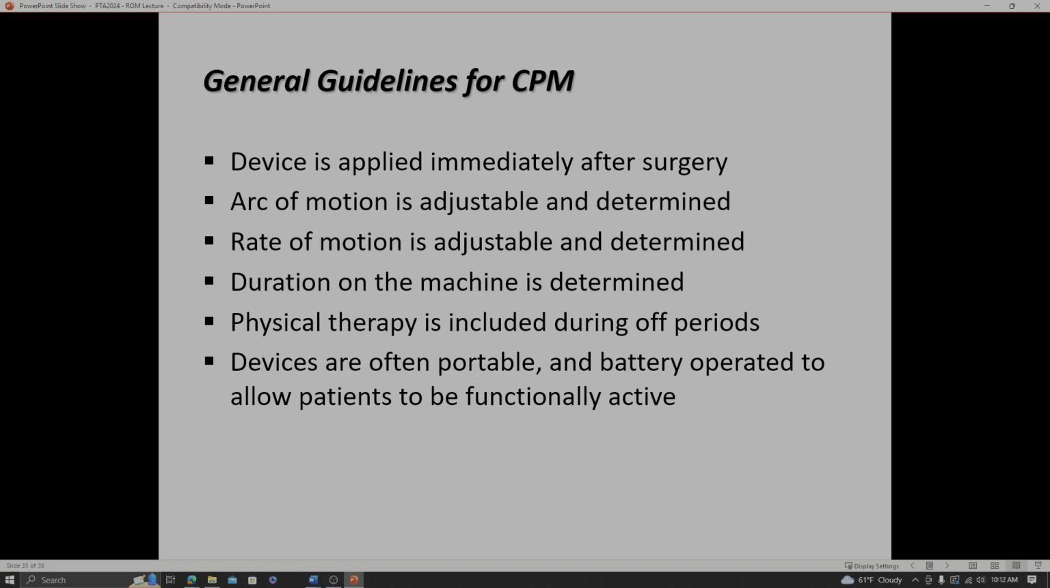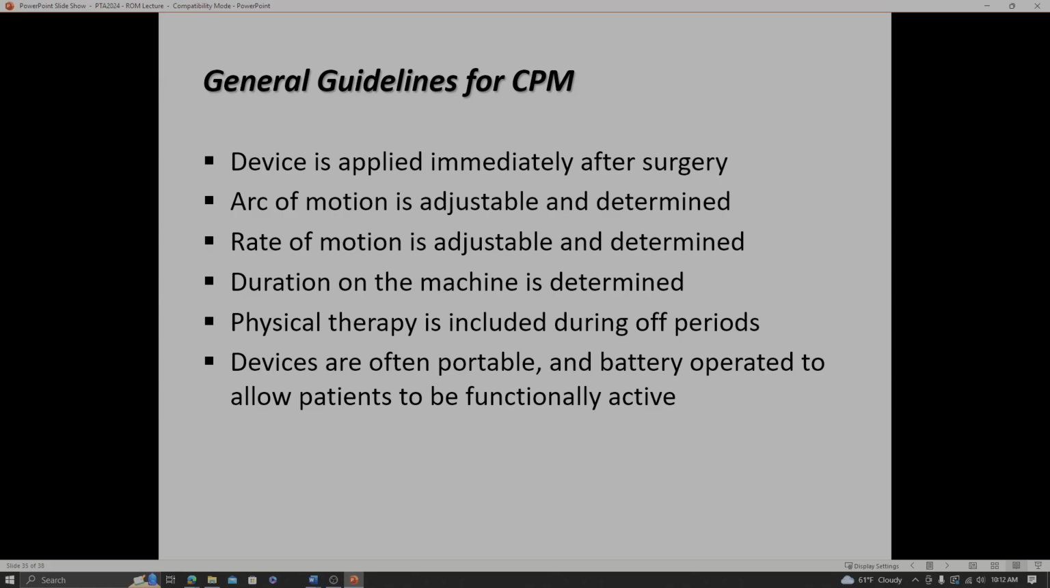The nice thing is that you don't have to have someone physically doing it. You can monitor exactly how much range of motion or how little range of motion you want. And you can set times, right? You can do it for a certain amount of time, like put them on this for 4 hours. So you put it on right after surgery. The arc of motion is adjustable. The rate of motion, speed, is adjustable. How long the machine is on is determinable and adjustable.